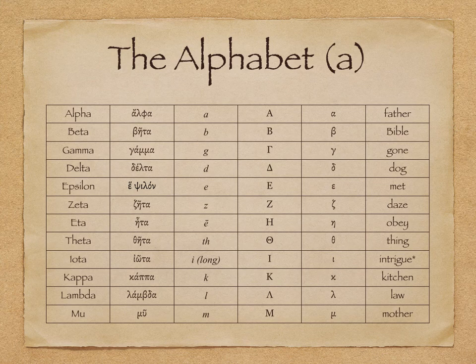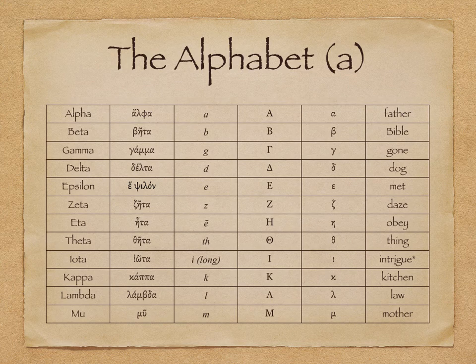Beta, B as in Bible. Gamma, G as in gone. The lowercase Greek letter gamma looks a little bit like an English Y. It's a gone, gamma, gone. That's how it sounds. Delta, D as in dog. Epsilon, E as in met. Zeta, Z as in days. Eta, A as in obey.